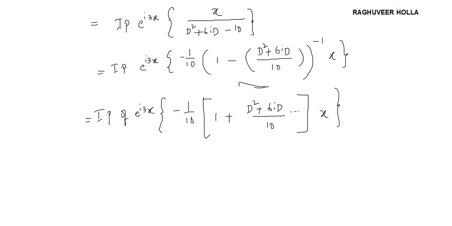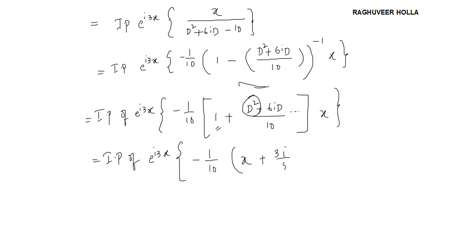Now if I multiply with this, and if I take the twice derivative of x, that goes to 0. So finally I will be getting the imaginary part of e to the power of i 3x, which is minus 1 by 10. Now this x with the first term, if I multiply this, plus, now if I simplify this further, I get 3i by 5, close the brackets. Now e to the power of i 3x can be written as cos 3x plus i sin 3x. So that's what I'll be writing.